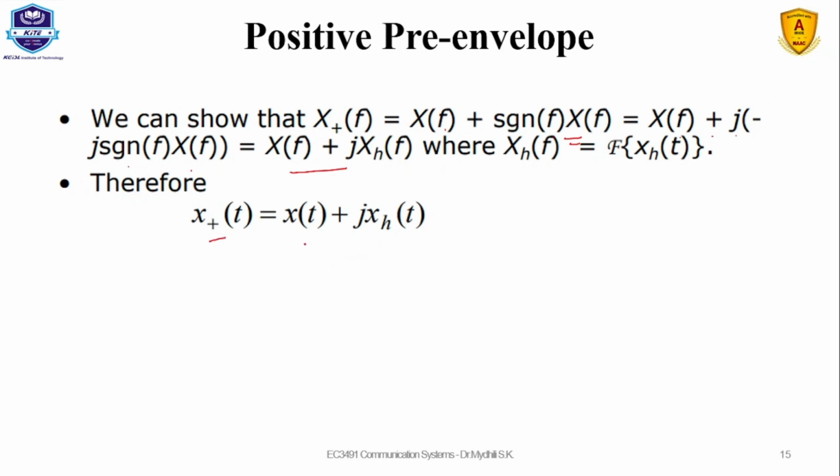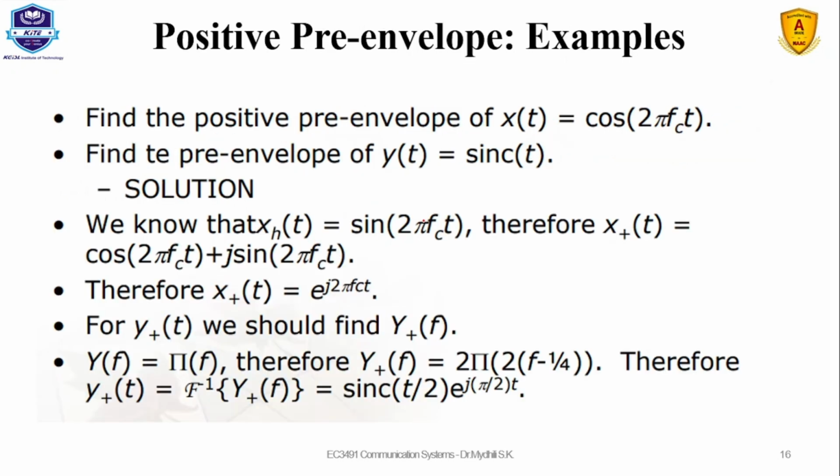So x plus of t is nothing but x of t plus j times the Hilbert transform x h of t. Positive pre-envelope examples: if you are considering a cos omega ct signal and a sin omega ct signal, we will be representing this as two terms with respect to x h of t for this signal, and x plus of t is nothing but cos omega ct plus j sin omega ct, which shows two signals along the imaginary axis. So considering only this positive pre-envelope, we will have the term e power j omega ct.